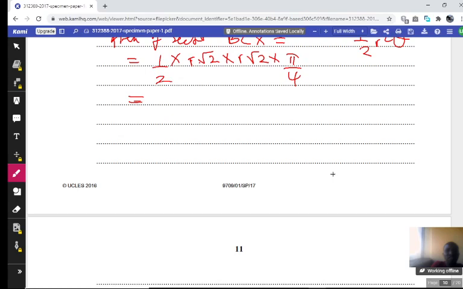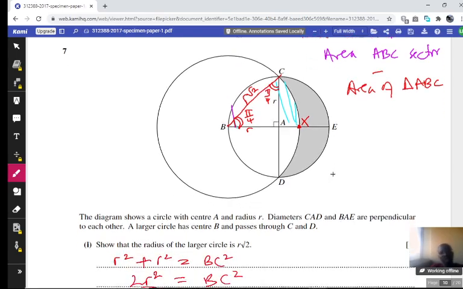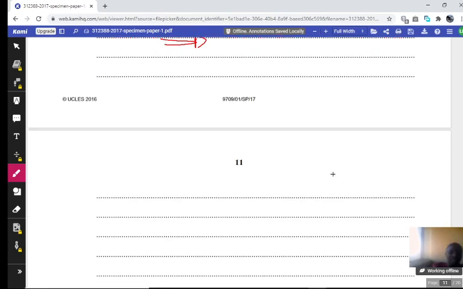Now let's find the area of sector ABC. Area of sector ABC with a radius of r and angle 90 degrees, which is pi over 2. So area of sector ABC, let's calculate.